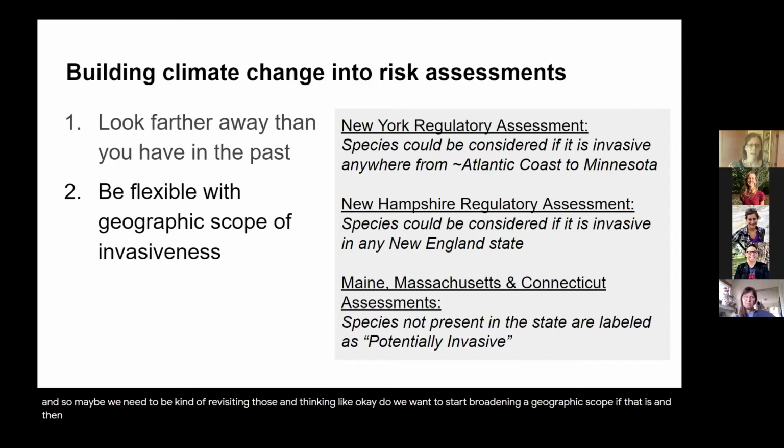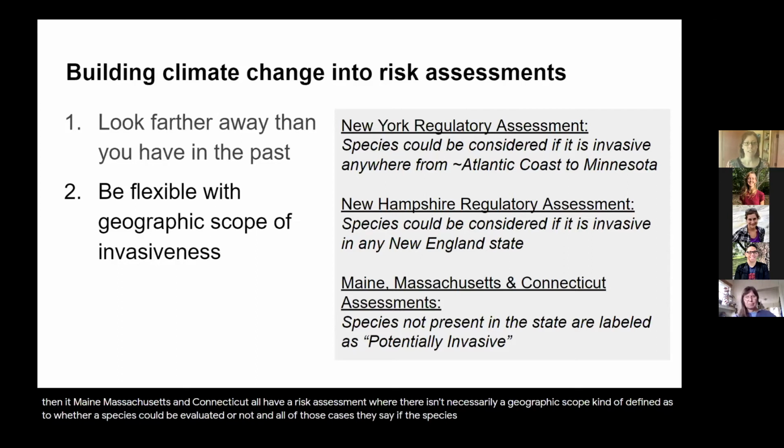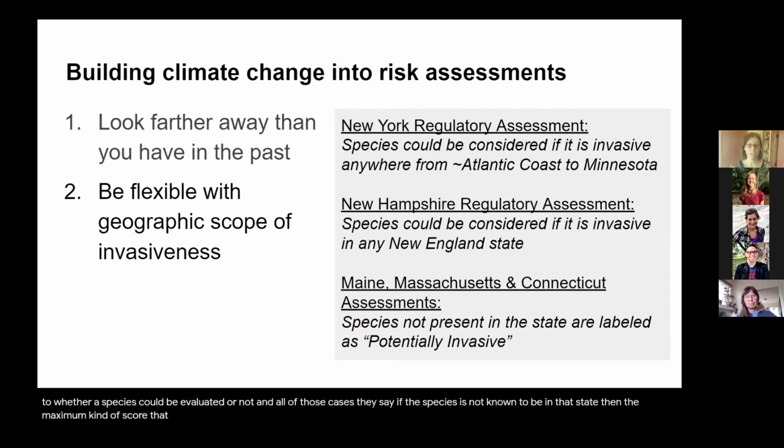And then Maine, Massachusetts, and Connecticut all have a risk assessment where there isn't necessarily a geographic scope defined as to whether a species could be evaluated or not. In all of those cases, they say if the species is not known to be in that state, then the maximum score that species can get is what's called potentially invasive.